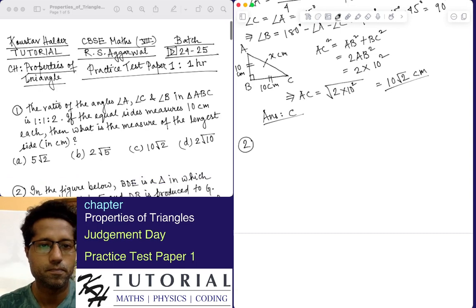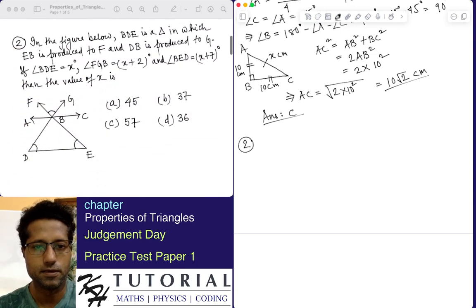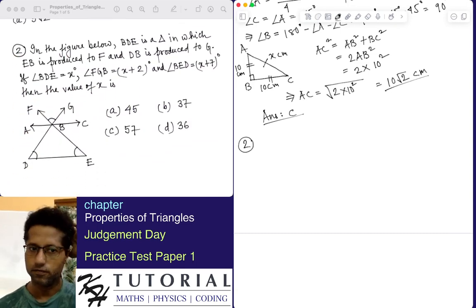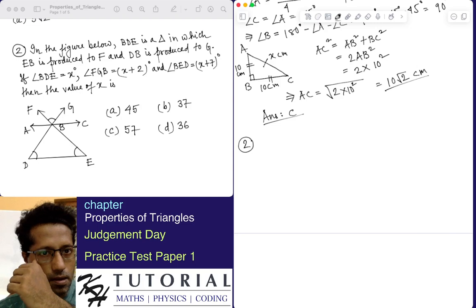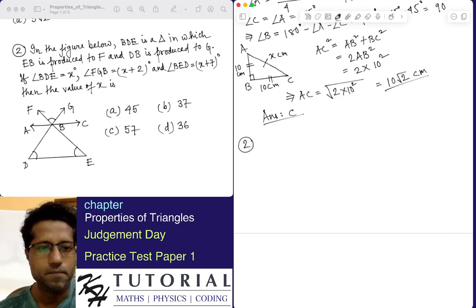Let's solve problem number 2. Problem number 2 says a figure is given. In the figure below, BDE is a triangle in which EB is produced to F and DB is produced to G. Okay, if BDE is x degree, so let's quickly draw the figure.